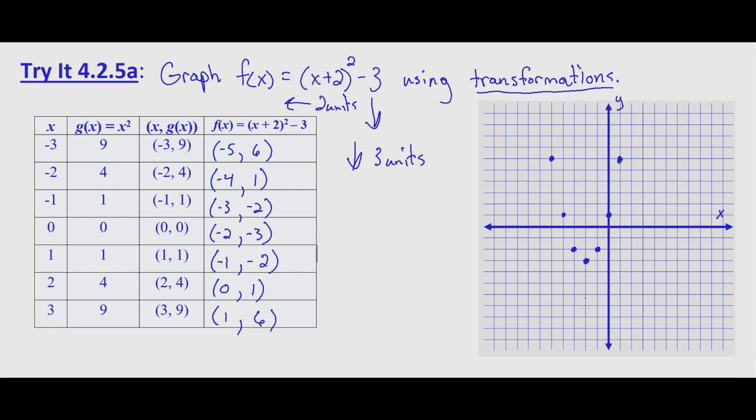Notice the symmetry about the axis of symmetry, x equals negative 2. Now we connect the dots for our function. f of x equals (x plus 2) squared minus 3, which is a transformation left 2 units and down 3 units.